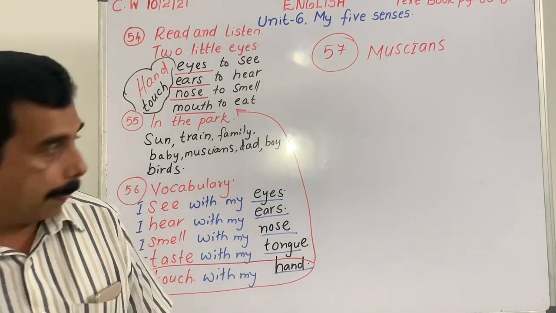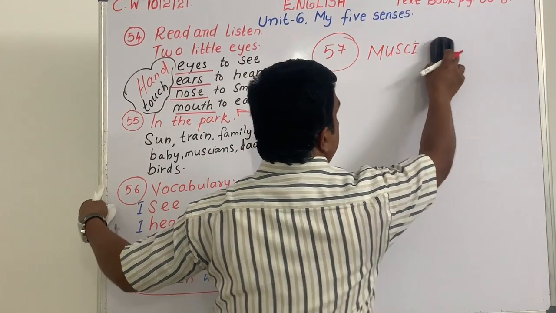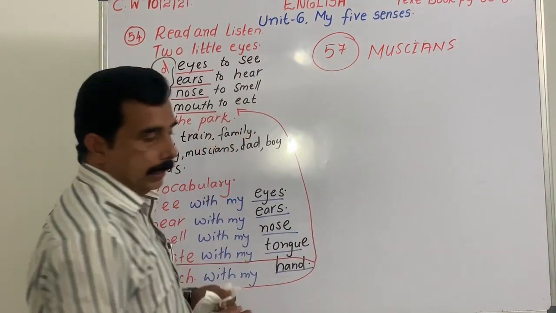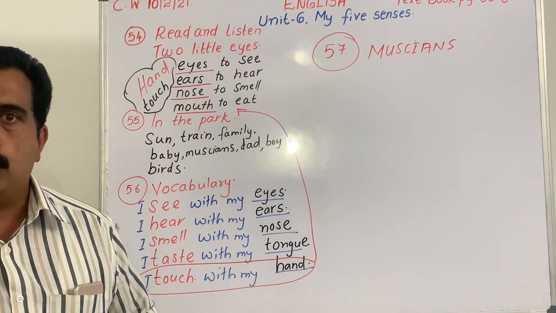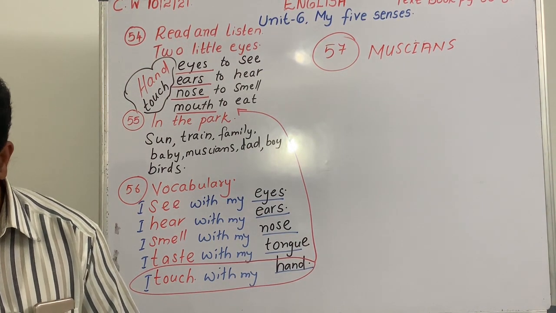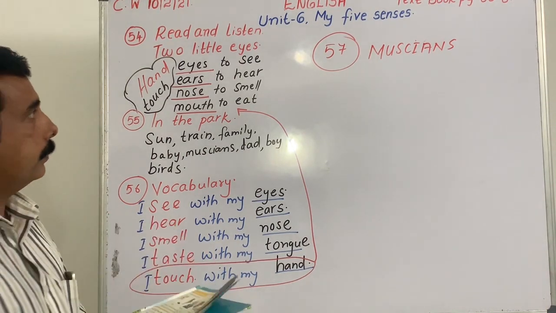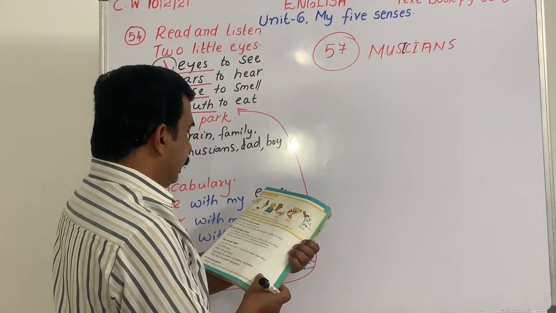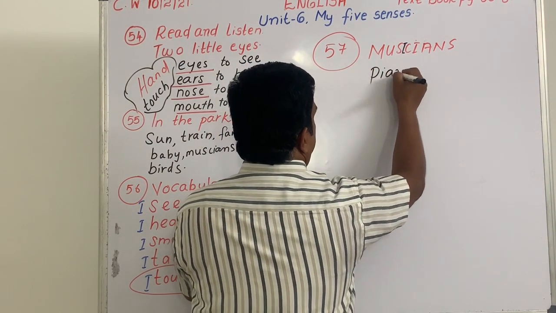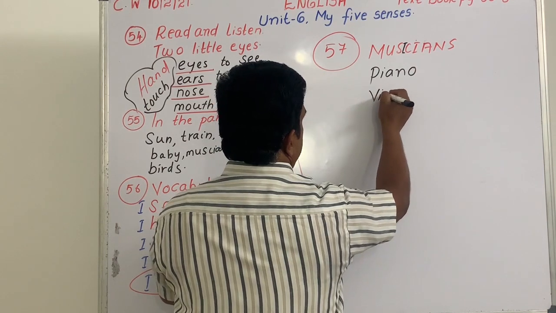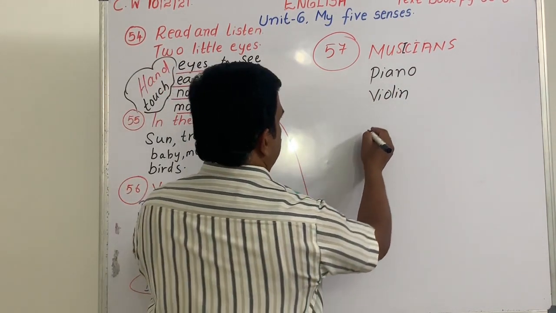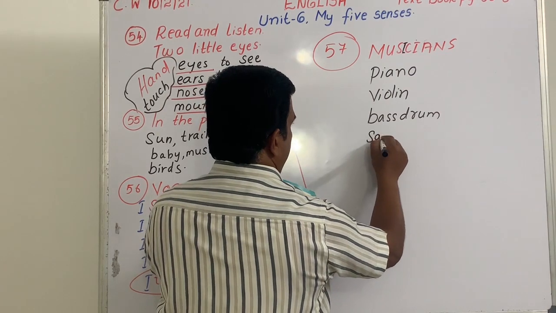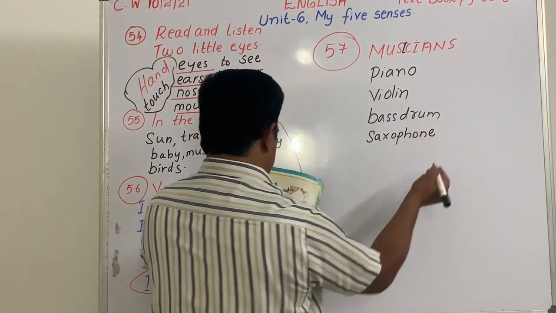Okay, musicians. Yes, children. Five musicians are there. What are the musical instruments they are using? One more spelling now. Yes, I is there. Okay. Musicians. And what are the musical instruments? Yeah, here is written piano, then violin. Okay, next bass drum. Yeah, next saxophone. Next triangle.